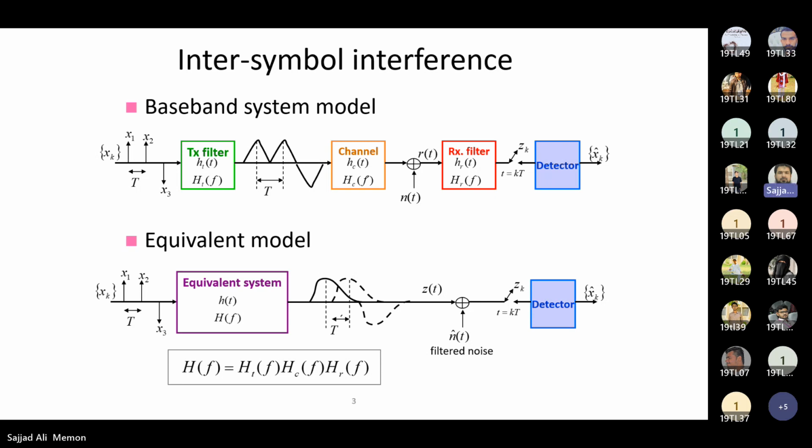Equivalent model shown in the figure below, the baseband system model, where we can see the total transfer function, the equivalent system H of f that includes Hc of f, Ht of f, and Hr of f. We have time dispersion. You can see the actual wave and the time delayed version of the same wave. Z of t is equal to Z dash of t is equal to n dash of t. So Z of k will be detected and X of k is received after the detector.